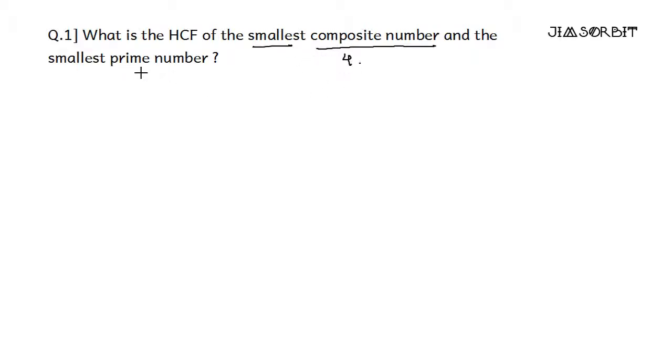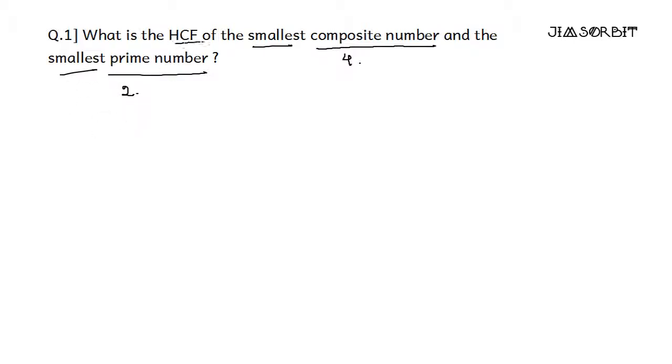Now the smallest prime number. We know a prime number is a number which has exactly two factors. Now the smallest is 2. One is neither prime nor composite, so it will never be in either of these. So the smallest prime number will be 2.